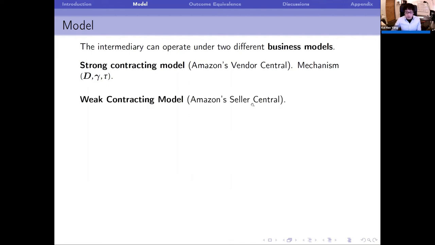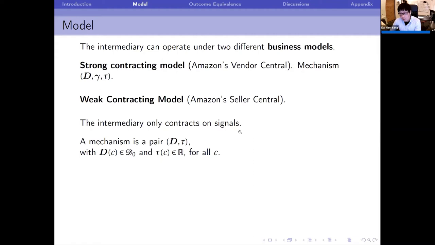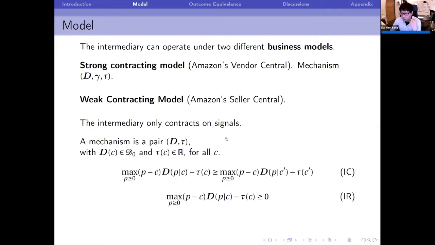Now the second business model is going to correspond to Amazon Seller Central. In this business model, as I was just saying, the intermediary is not able to contract on prices and can only contract on signals. So a mechanism here, again, asks the seller to report her cost, but given its reported cost, a mechanism can only specify the signal that's going to be provided to the buyer and the amount of transfer that the seller will have to pay to the intermediary. IC and IR constraints are as usual.